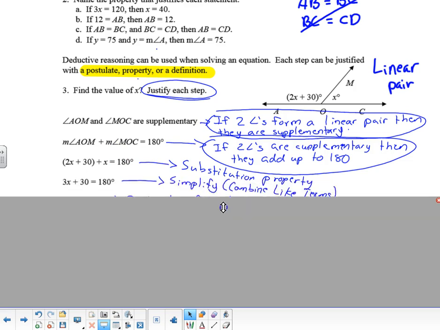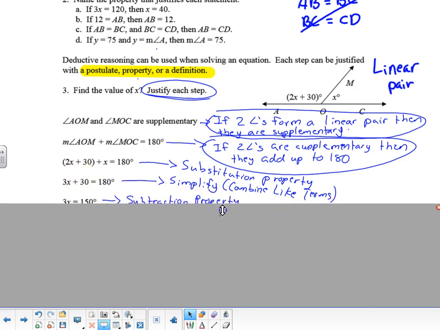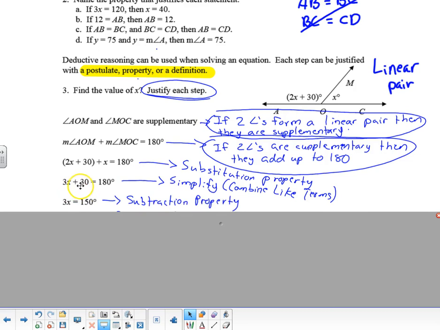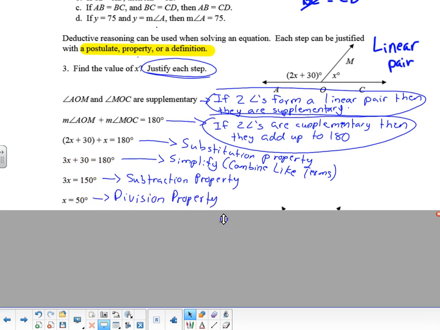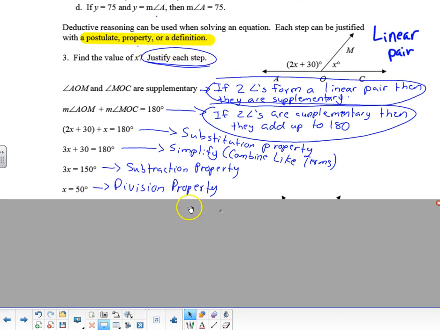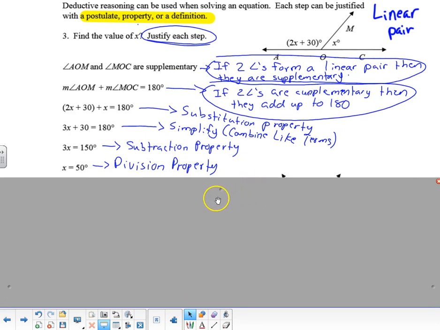All right. Then what are we going to do to go from this line to this line? Well, we're going to simplify. In parentheses, we might say combine like terms. That's not a property of equality because we're not doing the same thing to both sides. We're just combining like terms. Then we subtract 30. That's the subtraction property. And we divide by 3, and we get the division property. So we have found the value of x, and we have justified each step. Again, the key here is learning how to justify.